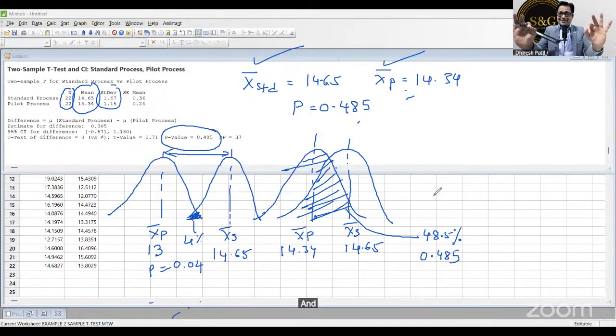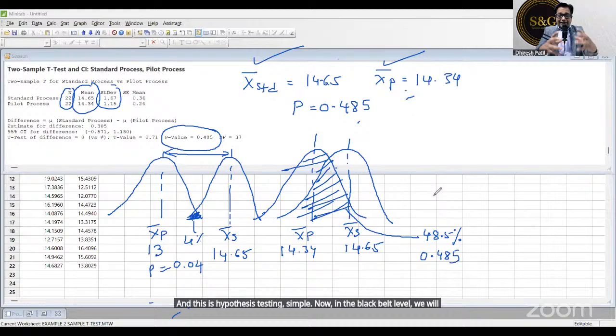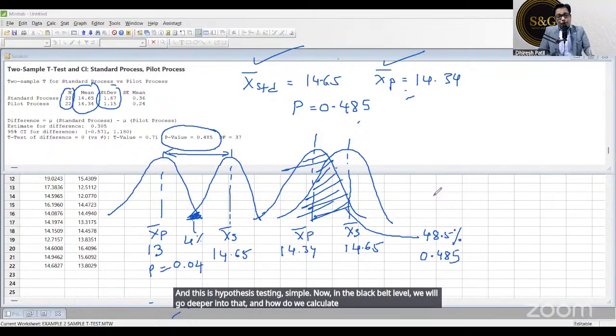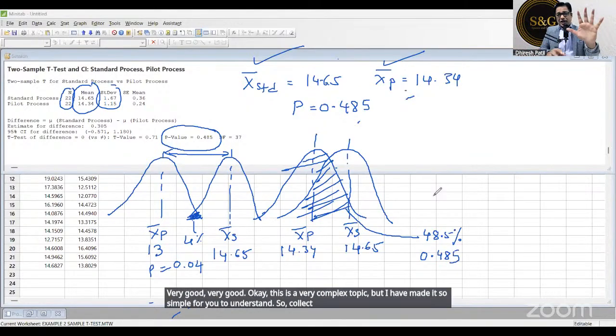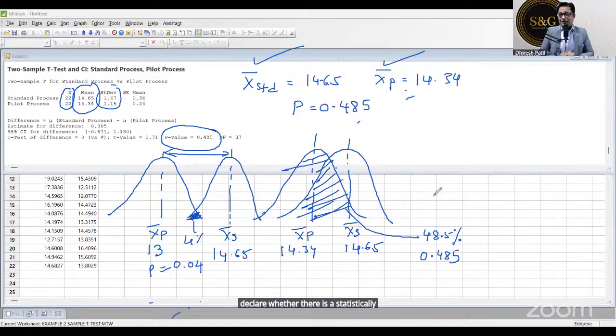And this is hypothesis testing. Simple. Now in the black belt level, we will go deeper into that, and how we calculate the P value manually. Everything we will calculate in the black belt level. Clear? This is a very complex topic, but I have made it so simple for you. So collect the data, check the P value, and just declare whether there is a statistically significant difference or not. That's it. Very simple.